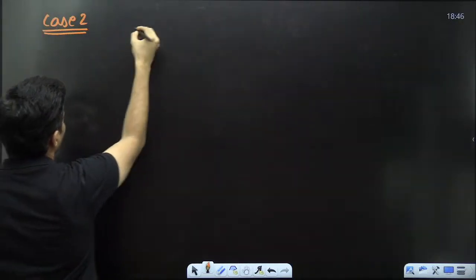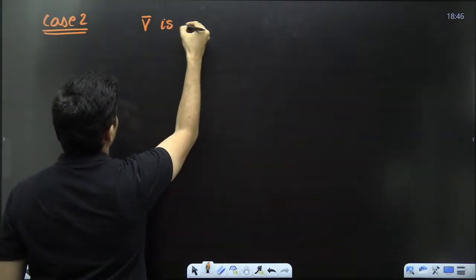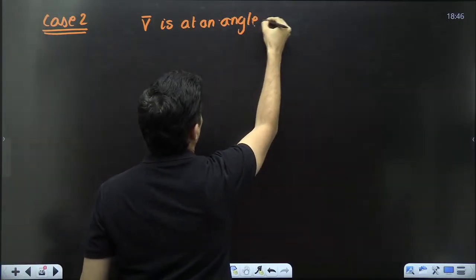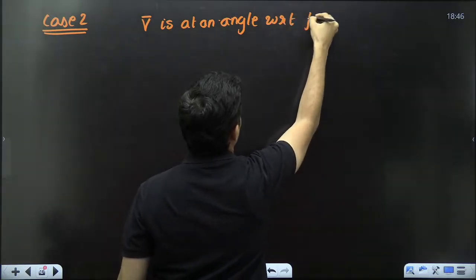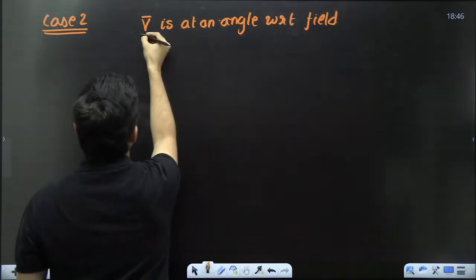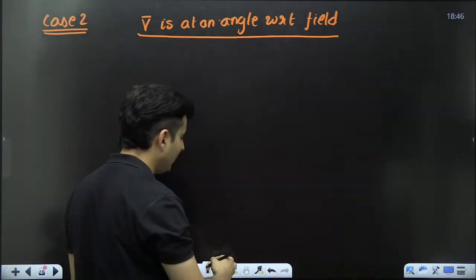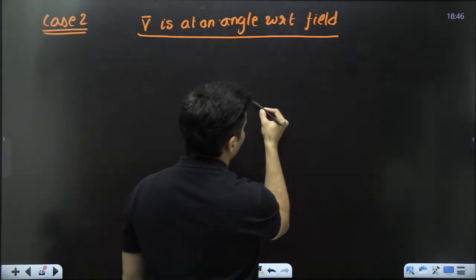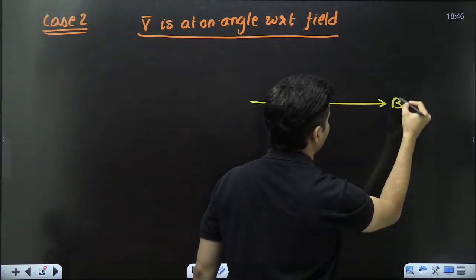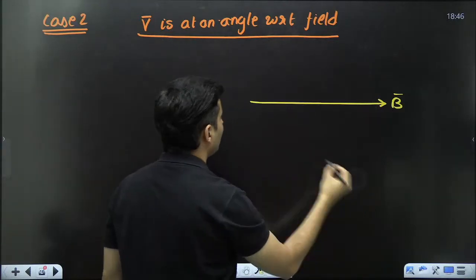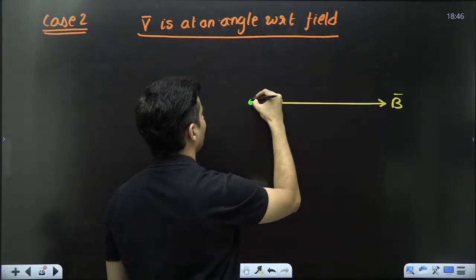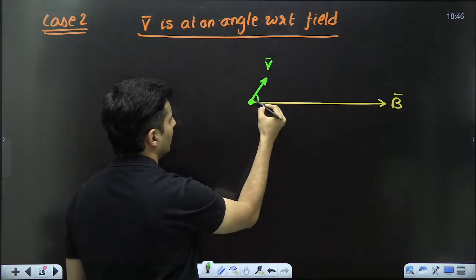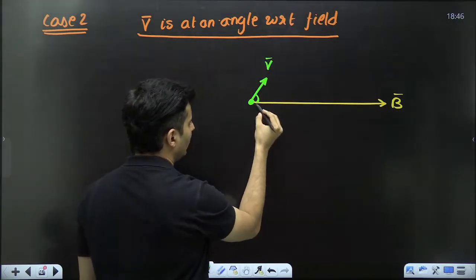Case 2. Velocity is at an angle with respect to the field, meaning it looks something like this. If this is your magnetic field, your velocity over here is, let's say, like this. Now there are two components, like we all know, right?